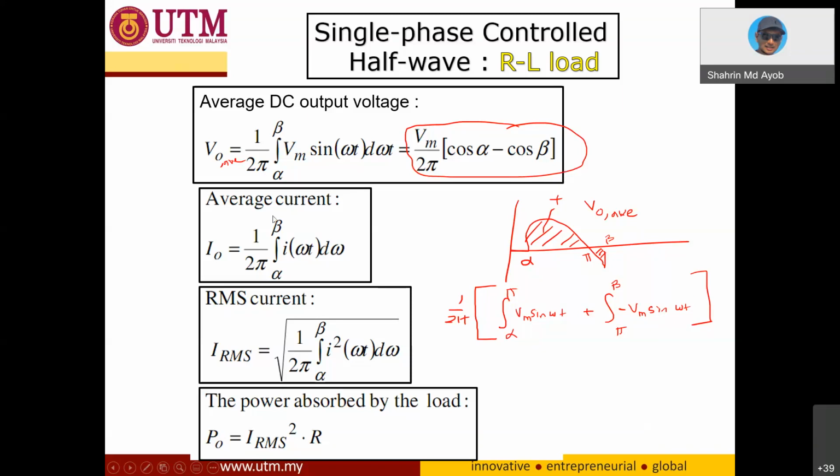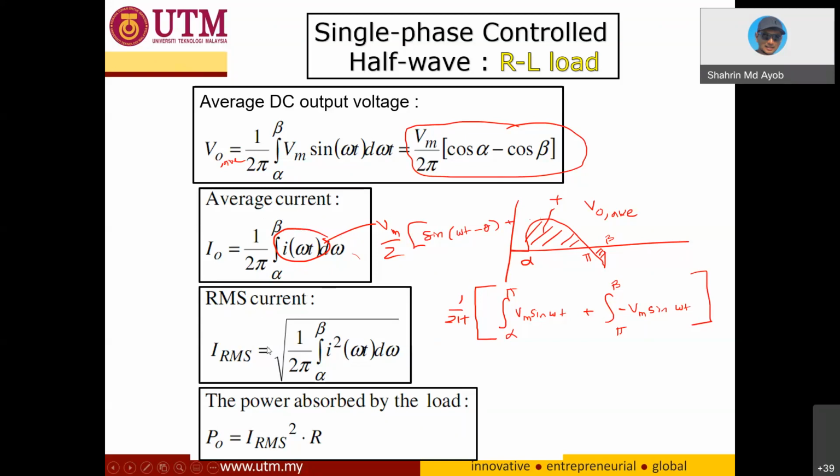And then the average current, as usual, is 1 over 2 pi integrated from alpha to beta. This current is actually a non-linear current, which is Vm over Z times sine omega t minus theta plus other terms. So you need to integrate that, but usually we will not test students on this.